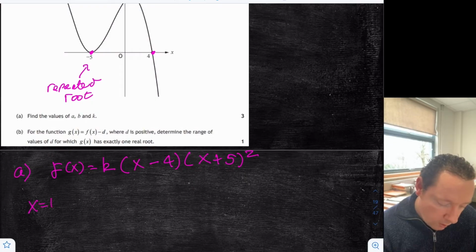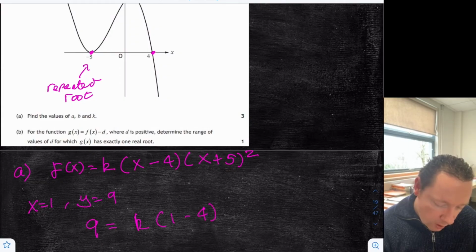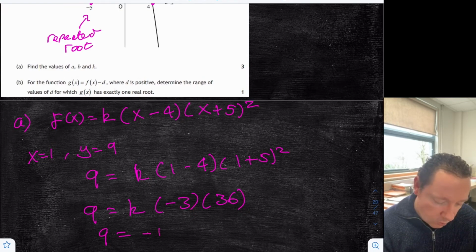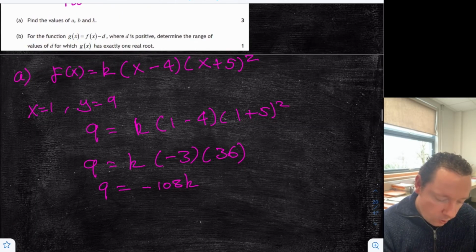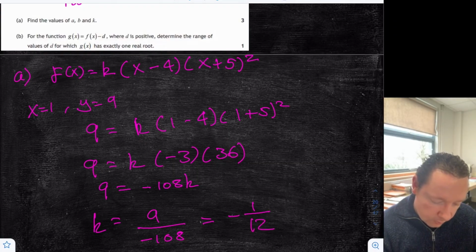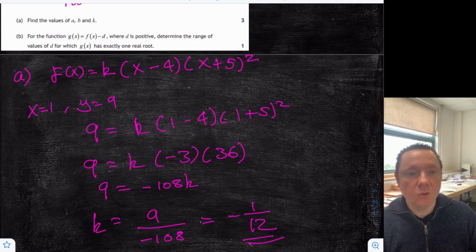x equals 1, y equals 9. So we get 9 equals k times (1 minus 4)(1 plus 5) all squared. So 9 equals k times minus 3. 1 plus 5 is 6, 6 squared is 36. So 9 equals minus 108k. So k is 9 over minus 108, which is minus 1/12. So we've got k as minus 1/12.